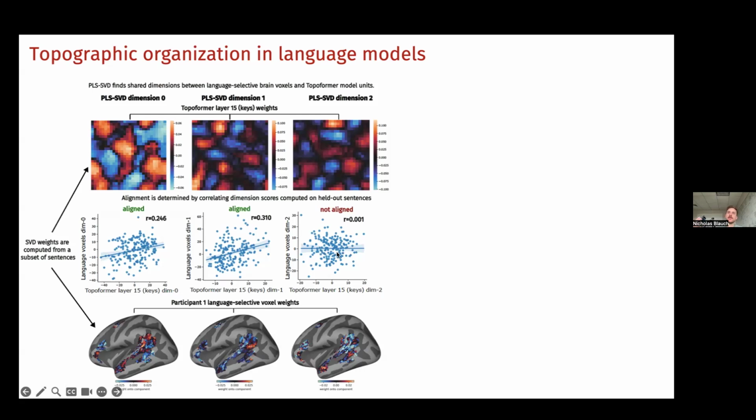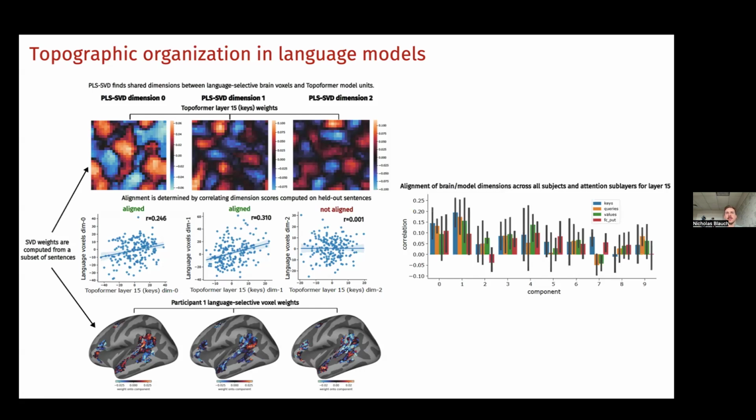So we can scale this up to all subjects and all different sublayers: the keys, queries, values, FC out. That's what this looks like here. This is the mean and standard deviation across subjects. You can see we get above chance alignment of the first couple components, and then it tends to be less likely to align for the later components. So we're able to align the low dimensional variability, and we can see that these components are topographically organized in both the brain and the model.